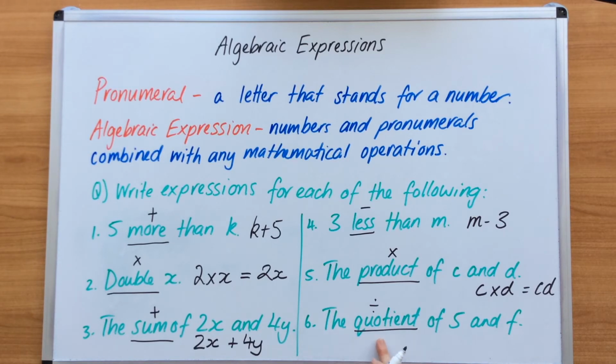And the next one is the quotient, which means to divide, of 5 and f. So it's basically saying the quotient, the division of 5 and f. So we go 5 over f, or 5 divided by f. So either way is correct, but it's important to remember the order as well. It says the division, the quotient of 5 and f. It means 5 divided by f.